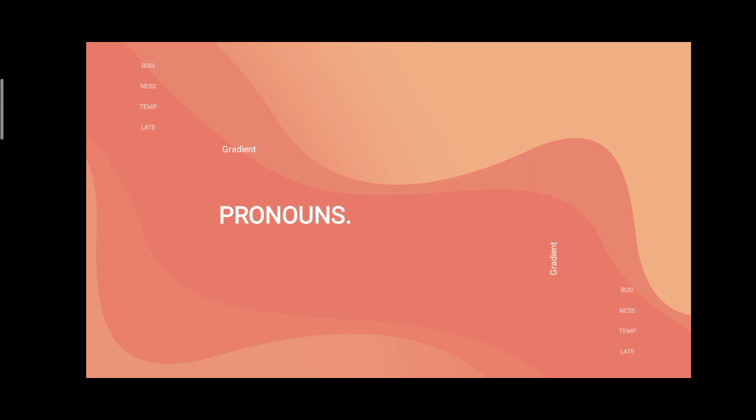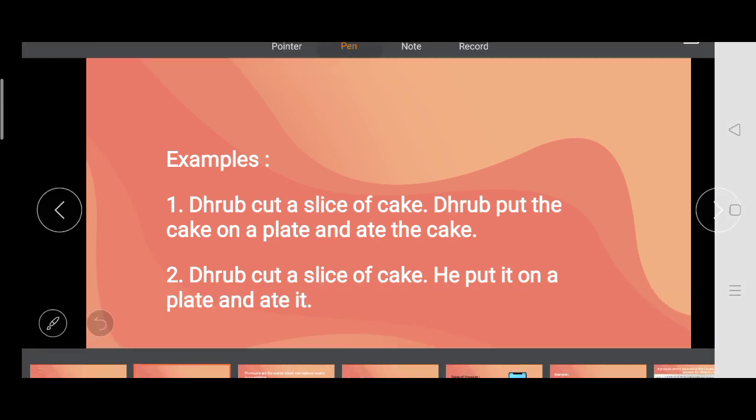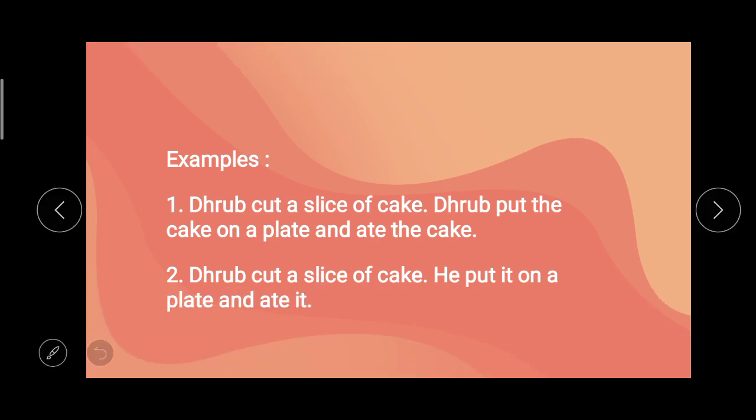So, students, to know about pronouns, let us have a look at the examples which are given here. Number 1, Dhruv cut a slice of cake. Dhruv put the cake on a plate and ate the cake. Number 2, Dhruv cut a slice of cake. He put it on a plate and ate it.